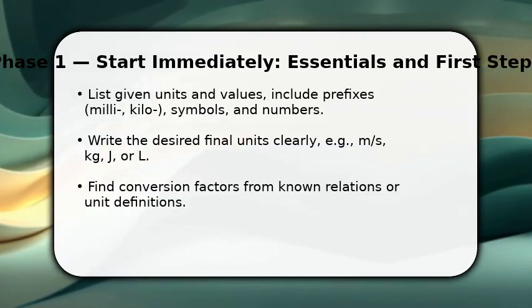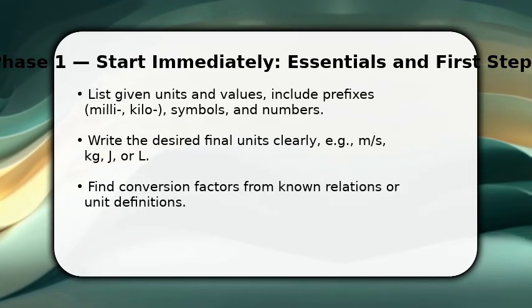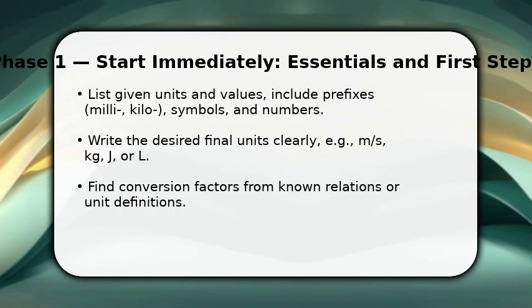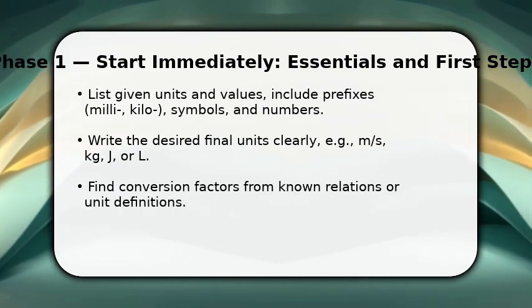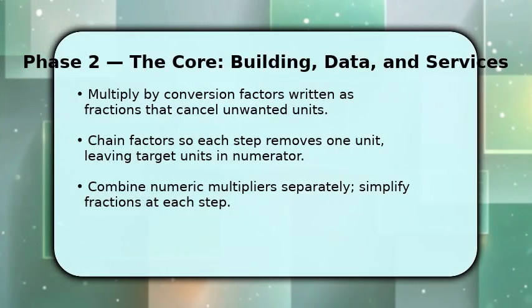You're setting the framework. Align numerators and denominators so unwanted units cancel. If you check this early, the rest is algebraic and straightforward. Keep your paper neat. Now build the factor chain. Place conversion fractions so units cancel step by step.